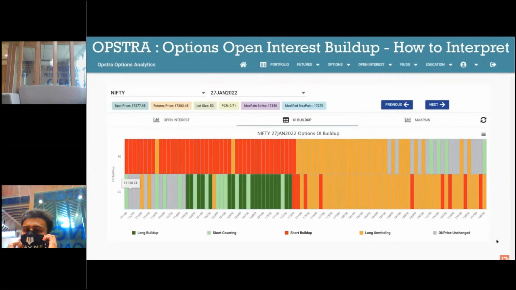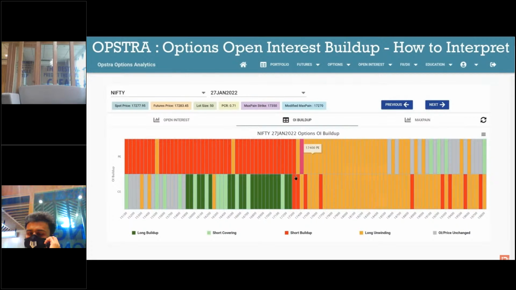Now coming back to the options open interest build-up. Here we have put options on the top side and call options on the bottom side, and for each strike you have a bar representing that particular strike price. It's very simple. This chart gives a quick look at what is happening in the options market for that particular underlying.